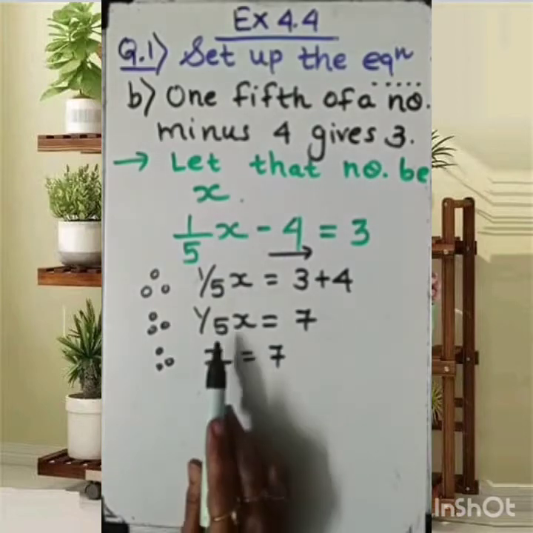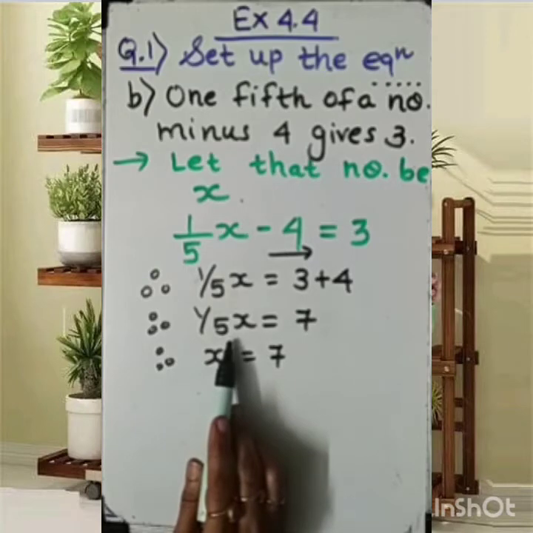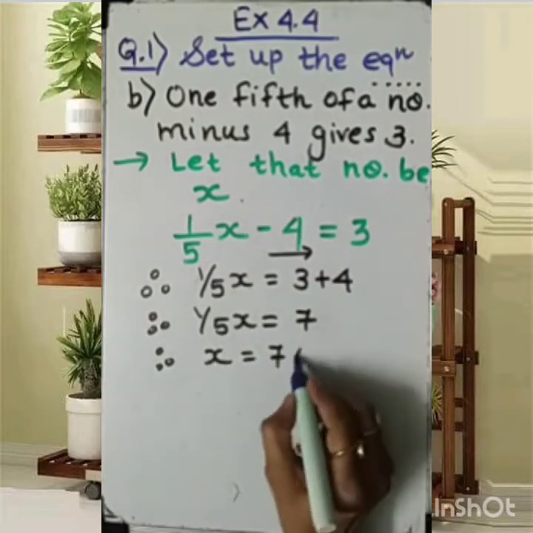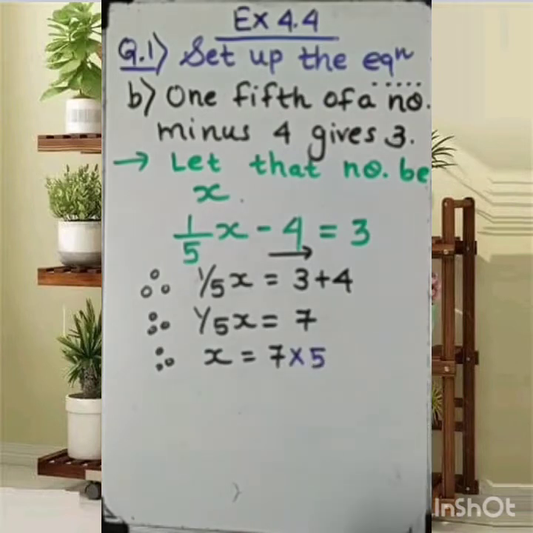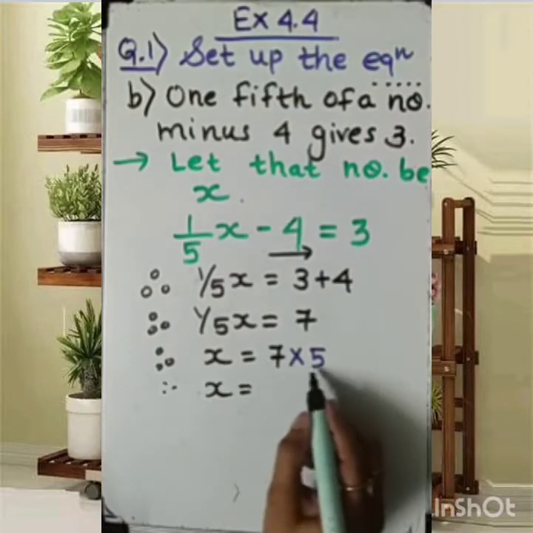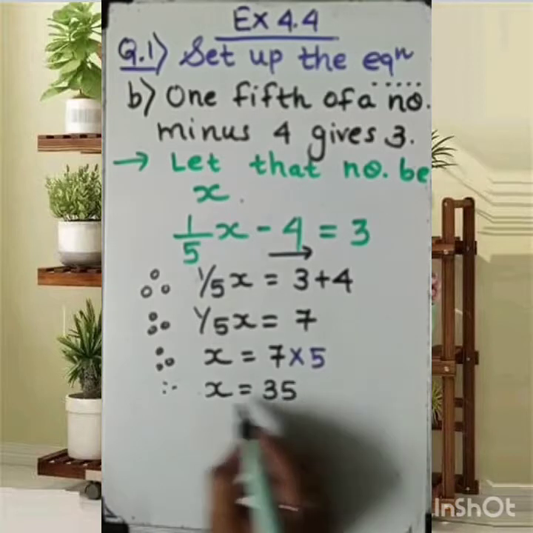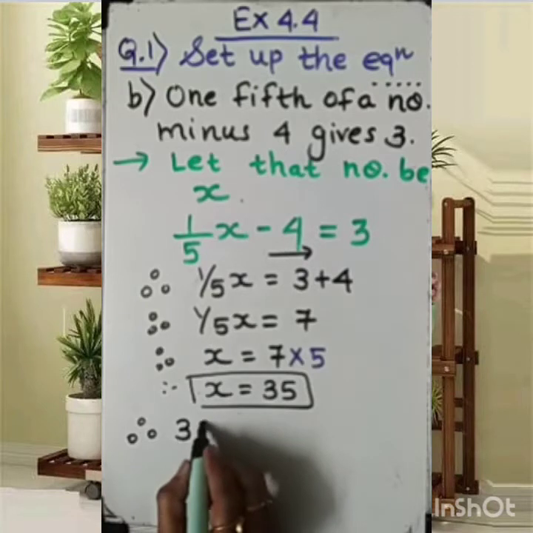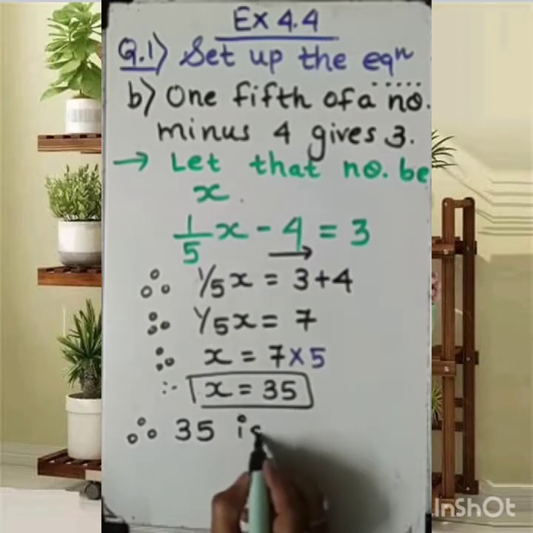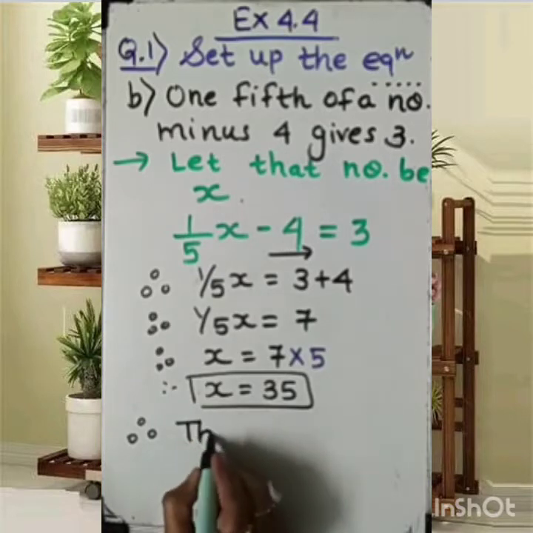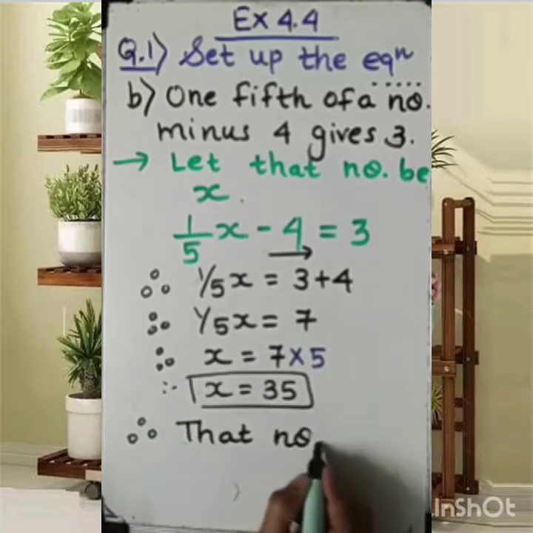Now dear student, this 5 is in the denominator. It will be multiplied to this side, so it will become numerator. So x equal to 7 fives are 35. So my dear student, I need to write: therefore that number is 35. Therefore, we need to mention that number is 35.